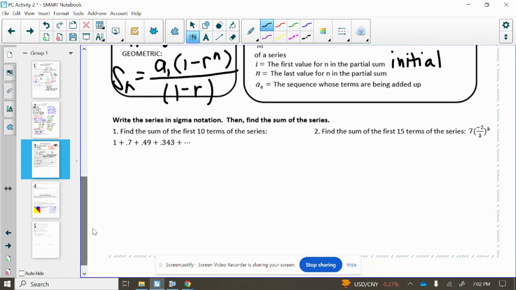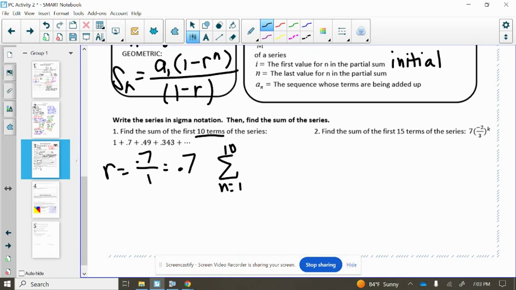So if we look then at our first 10 terms, they want us to do 2 things here. Number 1, put our series in sigma notation and then find the sum. So notice each time if we take term 2 divided by term 1, our common ratio is going to be 0.7. So if we want to express this in sigma notation, this time we are starting at term 1, adding up the first 10 terms, and our rule is our first term times r to the n minus 1 power. So there's our sigma, which again is part 1 of this.